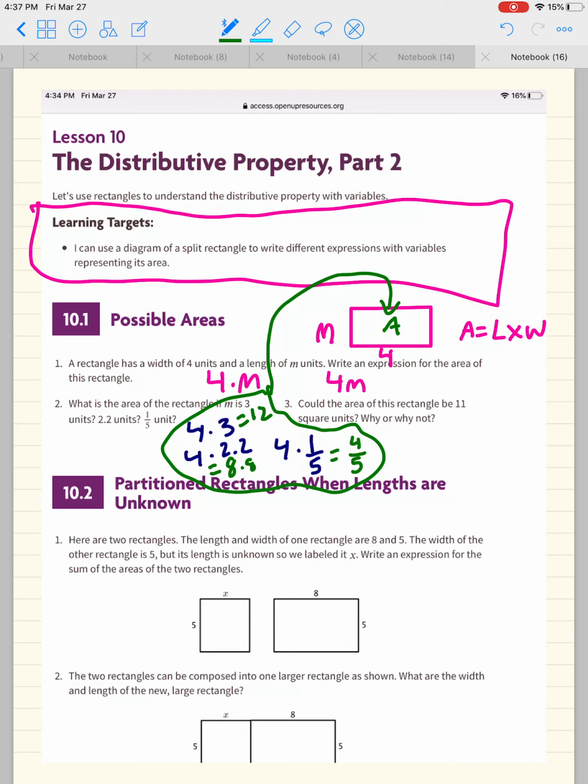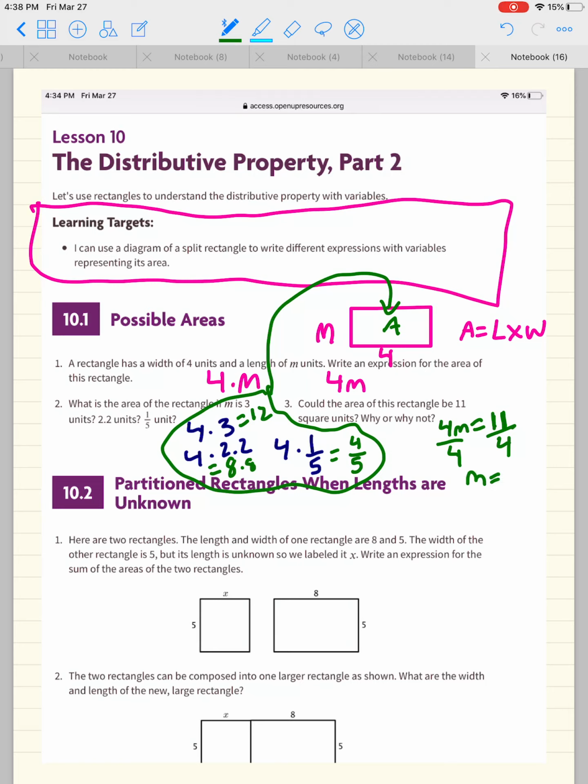Alright, number 3 says, could the area of this rectangle be 11 square units? Why or why not? So what that would be is that 4m, or 4 times m, equals 11. Is that possible? Take a second to think about it. Okay, you may have said no, because you may have been thinking 4 times something is not equal to 11. However, if you're thinking about fractions and decimals, it is completely possible.